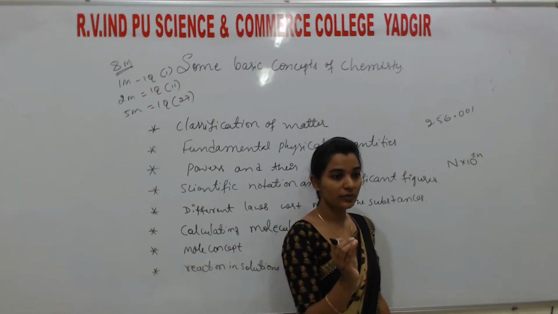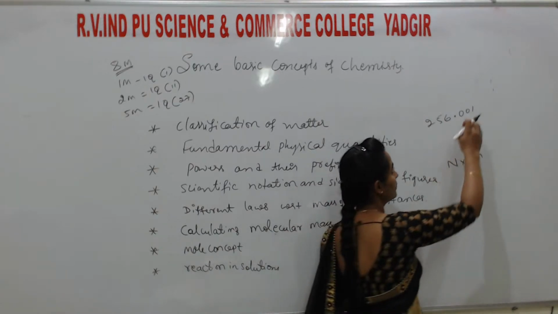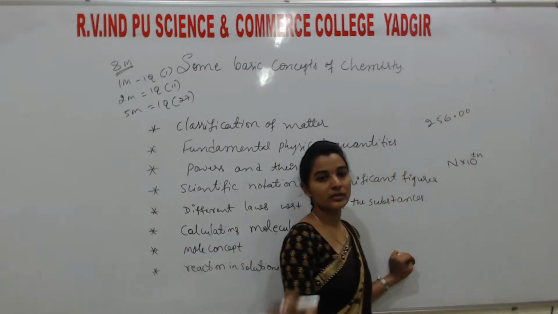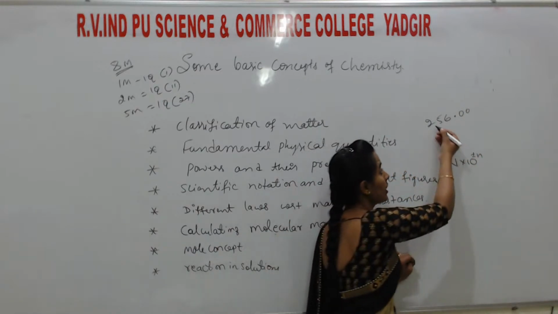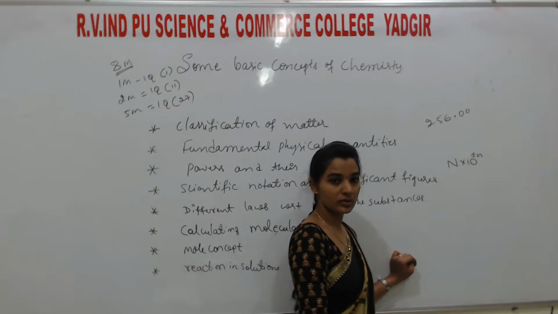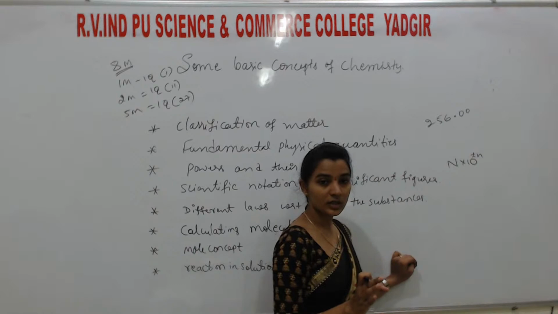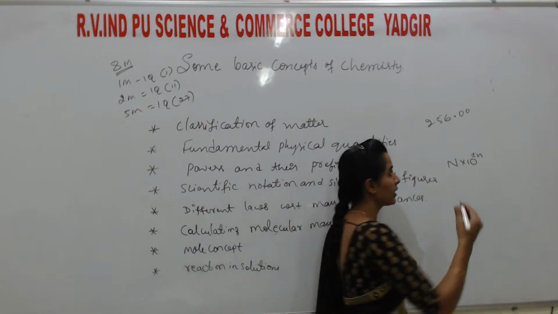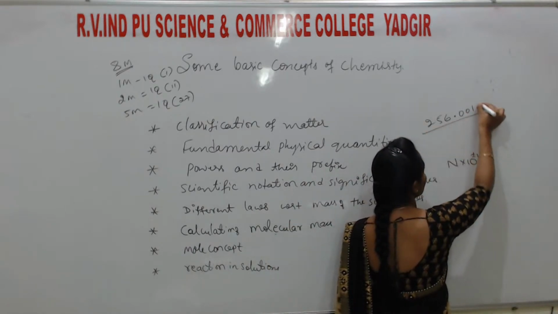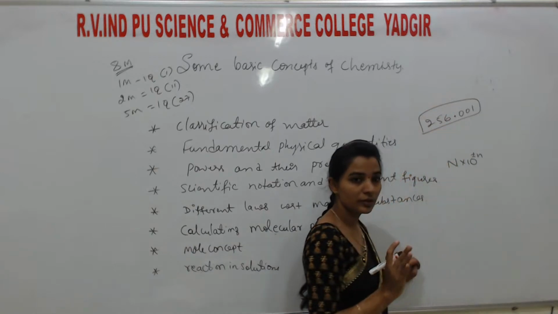But for significant figures, some rules are there. If you have only zeros, then it is not a significant figure. Only 3 are there. Understood? Some rules are there. All non-zeros are significant. Some zeros are not significant. Like that, some rules are there. Later I will explain. So this is a significant figure, but it is not a scientific notation.